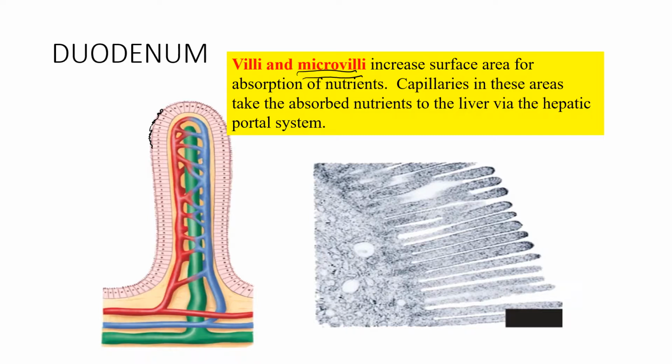Each villus contains capillaries that are going to absorb the digested food substances, and lacteals, which are lymphatic system capillaries that will absorb digested fats.